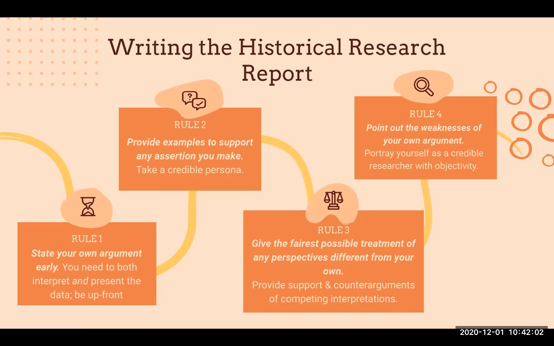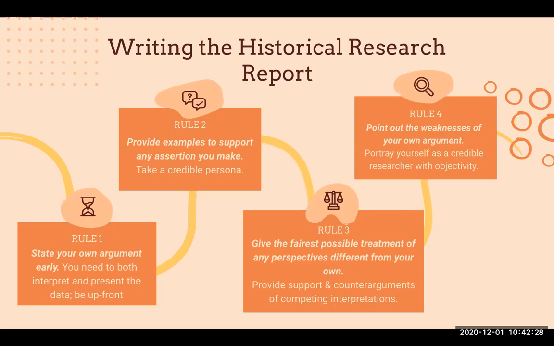Rule number 2 is that you should provide examples to support any assertion that you make. You want to take a credible persona, and assertions that you make in a research report specifically should be backed by research, obviously. Rule 3 is to give the fairest possible treatment of any perspectives different from your own. You want to provide support and counter arguments of competing interpretations. These should also be backed by research and logical thinking.